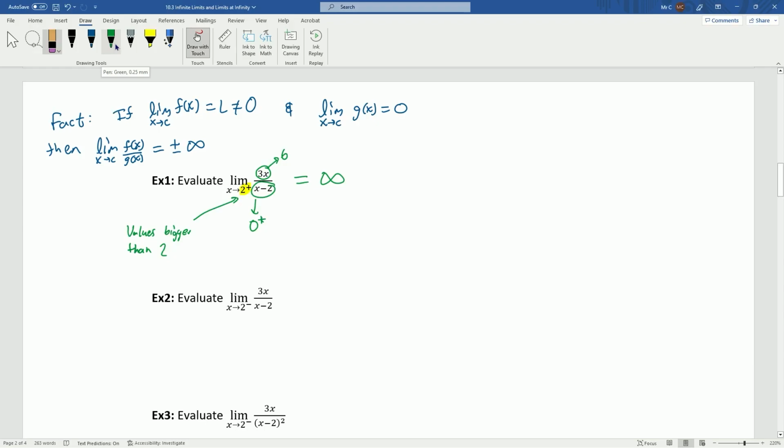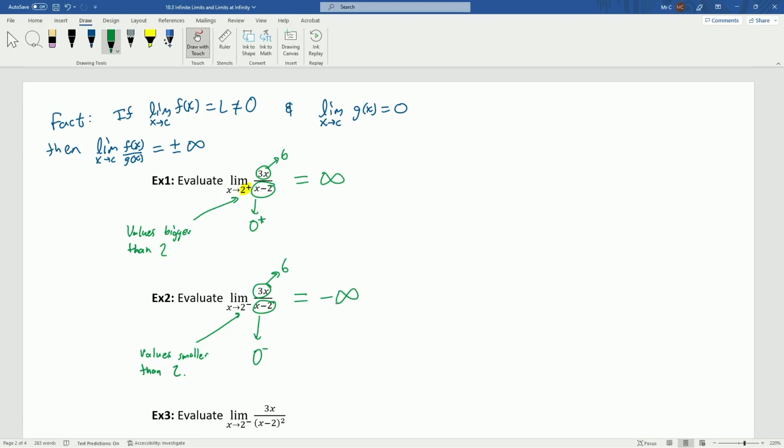Okay, so let's take a look at another example. Now we're looking at the limit as x approaches 2 from the left. Well, 3x is still approaching 6, and 6 is a positive number. Now x minus 2 is approaching 0, but this time these are values from the left of 2, so values smaller than 2. And if I take something smaller than 2 and subtract 2, I get a negative number. So I'm approaching 0 from the left. And so now I have a positive divided by a negative. That's a negative number. So this is approaching negative infinity.